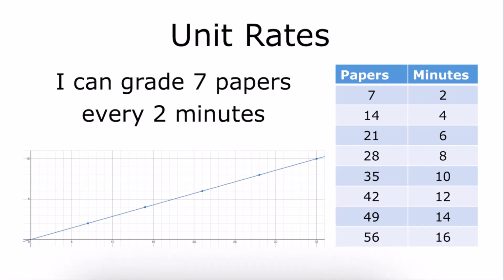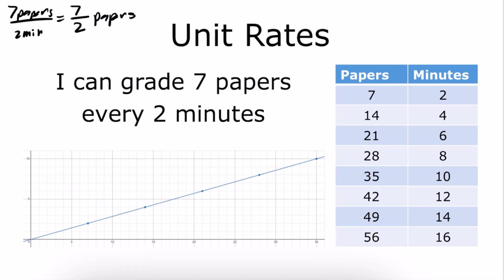And there's an interesting relationship between the unit rates and the tables and graphs that you can create to represent the rates that the unit rates are equivalent to. So in our unit rate video, we talked about how there's always 2 different unit rates that you can use to represent a proportional relationship. So if you can grade 7 papers every 2 minutes, you can think about this as 7 papers for 2 minutes. And if you convert that to a unit rate, you find that you can grade 7 halves papers per minute.